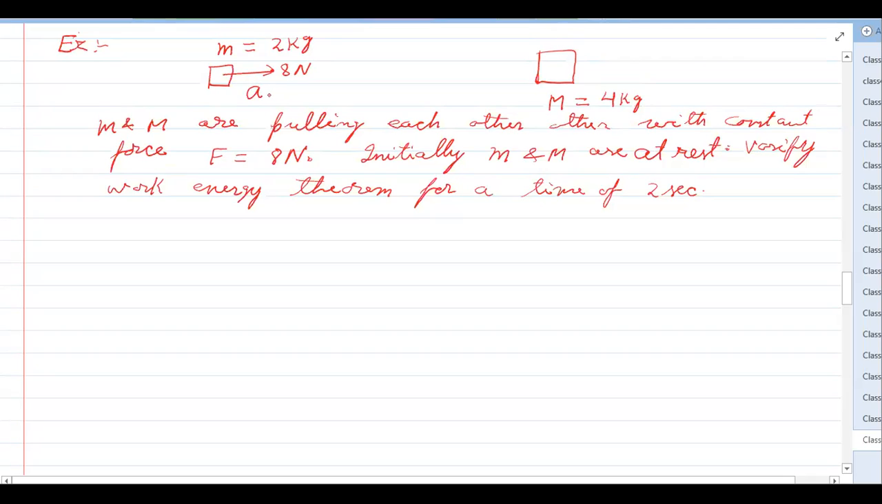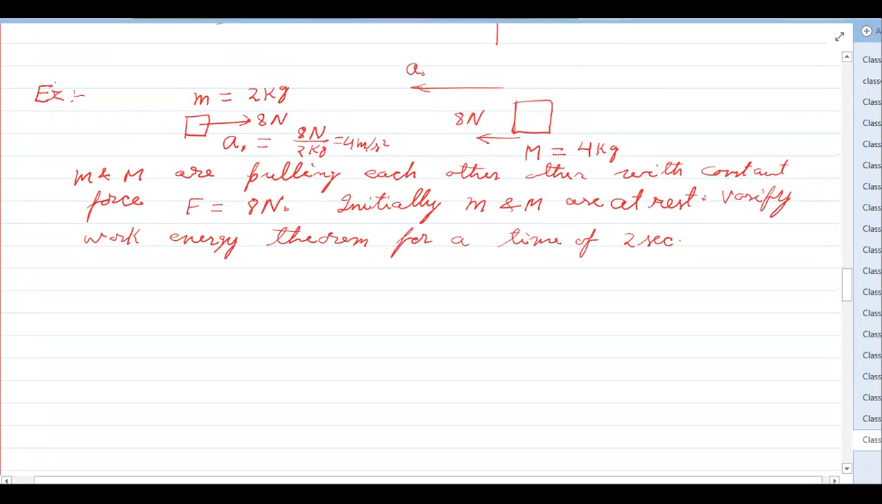So the acceleration of the first object, a1, how much will it be? It will be 8 Newton divided by 2 kg, that is 4 meter per second square. And for this one, how much will the acceleration be? It will be 8 Newton in the backward direction. So the acceleration of the second object will be 8 by 4 kg, so it will be 2 meter per second square, in the backward direction.